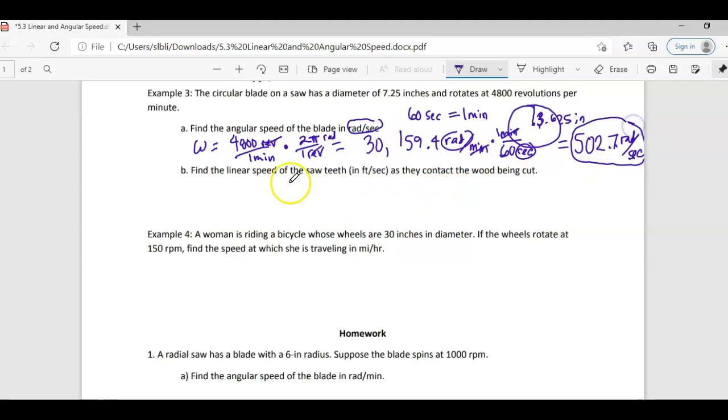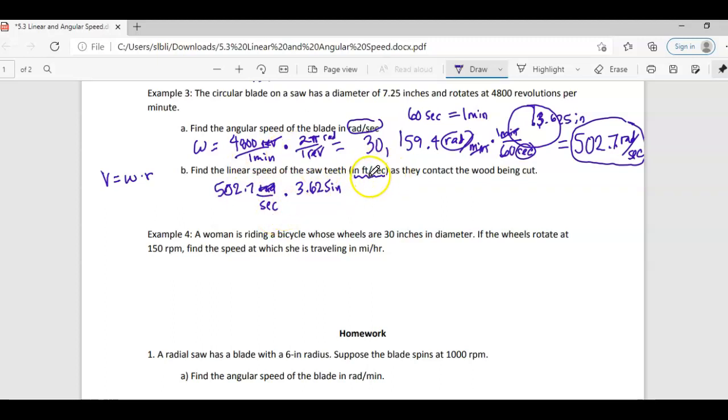And now we need to take our angular speed, remember, and we're going to find our linear speed by multiplying it by the radius. Okay, we want our answer in feet per second. Our radius is given in inches, so we do have to think about that, but let's just go ahead and write this down. So our angular speed, I'm going to take that and multiply it by the radius, so 502.7 radians per second times 3.625, that's our radius, inches. So remember, we don't really have to worry about the radians being written down, so it's inches per second.